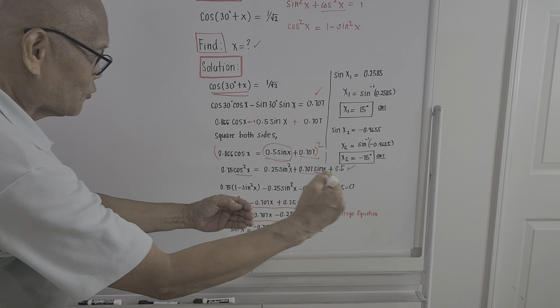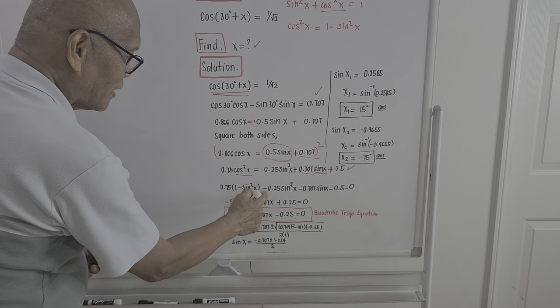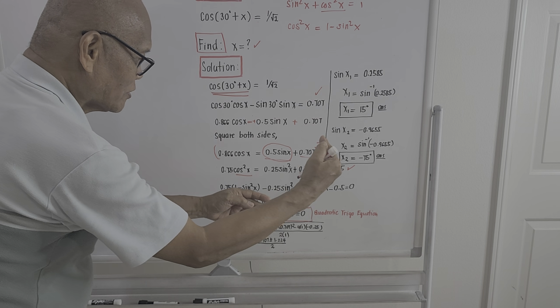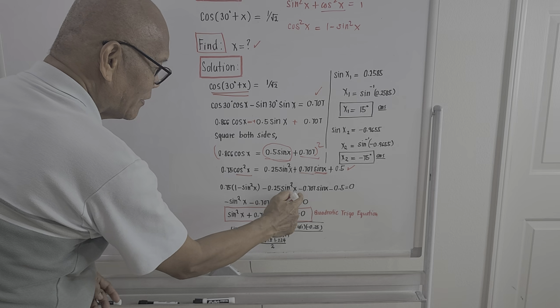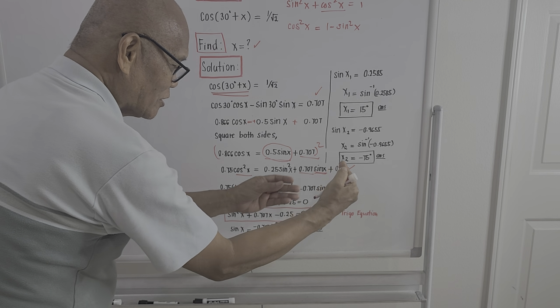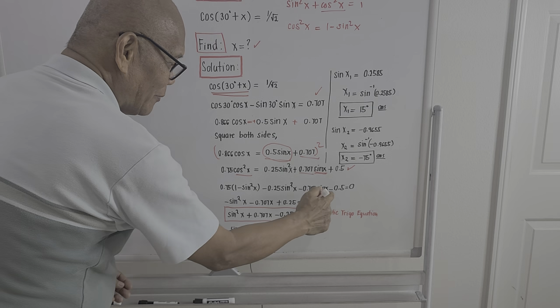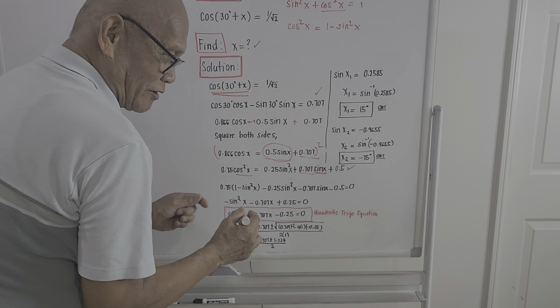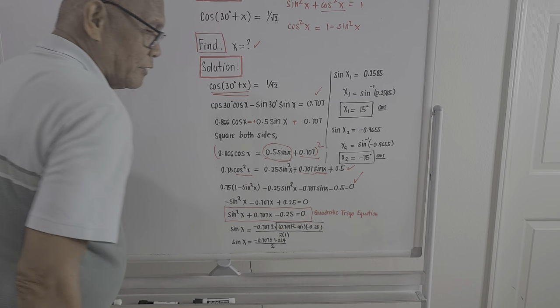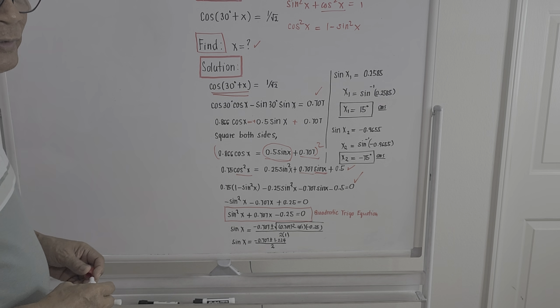This one I will transpose now to the left, so this will now be negative 0.25 sine square of x. This one I will transpose it to the left, so this will now be negative 0.707 sine of x. This one I will transpose it to the left, it will be negative 0.5. So what remains on the right hand side will be just simply 0. Then try to combine similar terms.